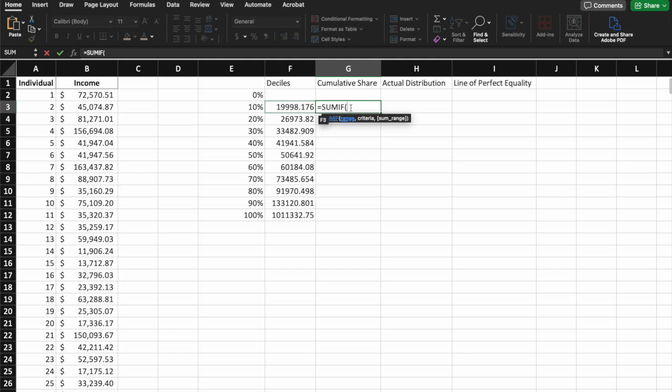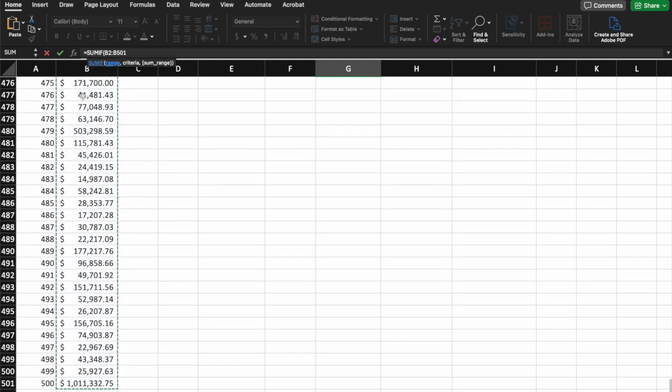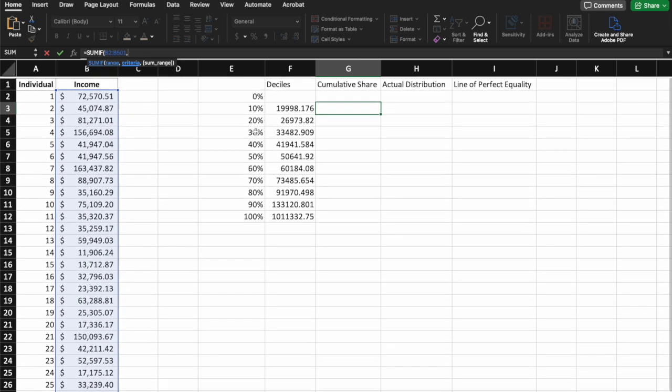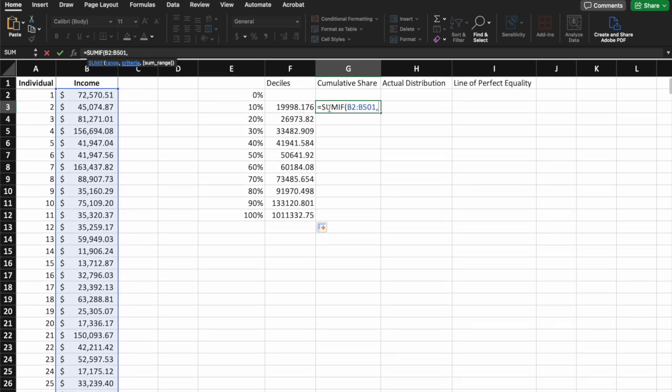So the first thing it asks us for is the range. So this is this amount here. All of these, select all 500 incomes again, okay? The second thing it wants is the criteria, saying sum if what. So we want to sum if it's less than or equal to this amount here.